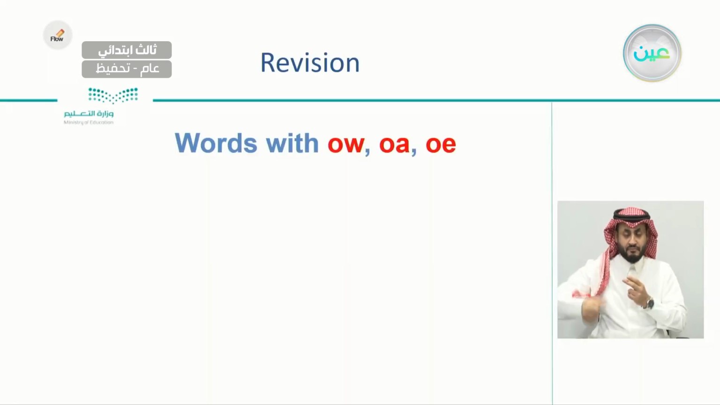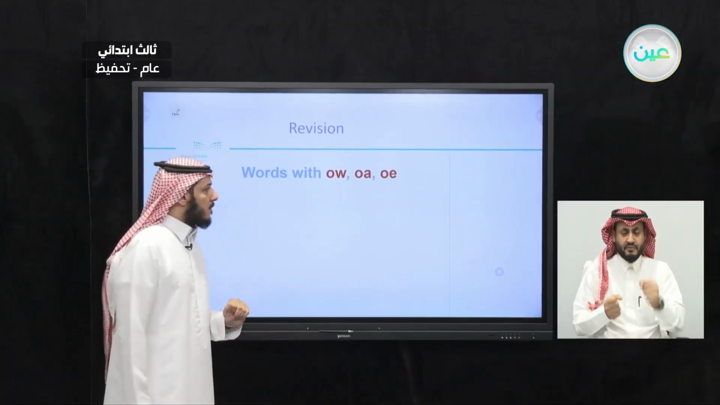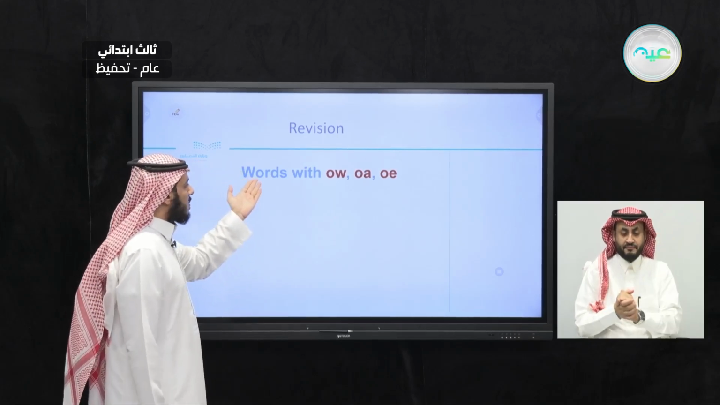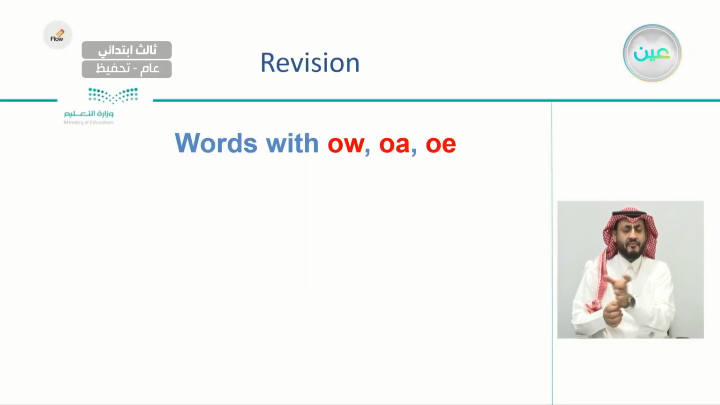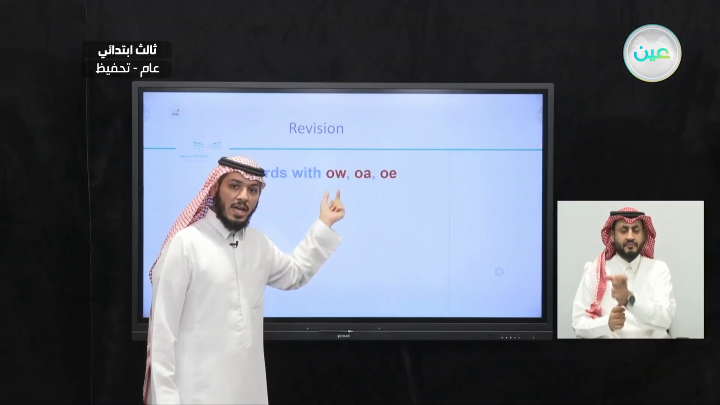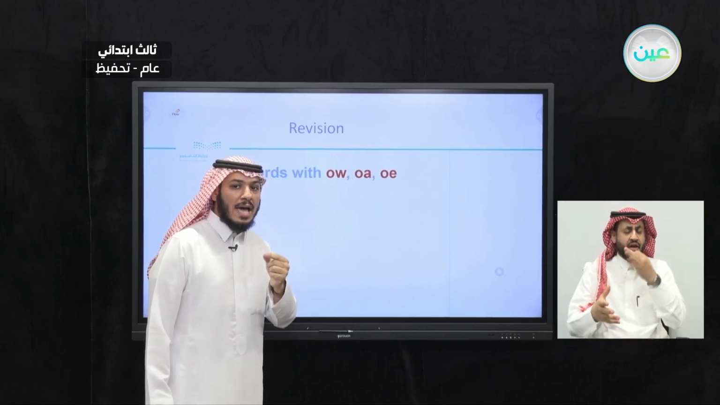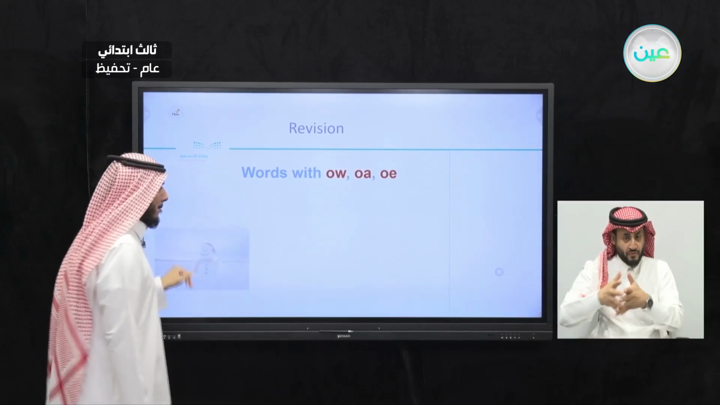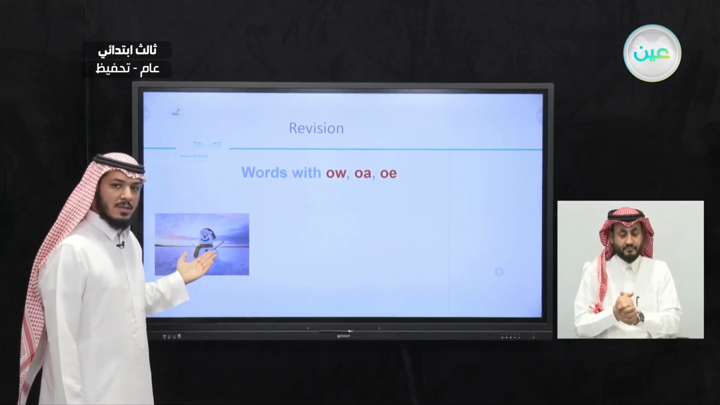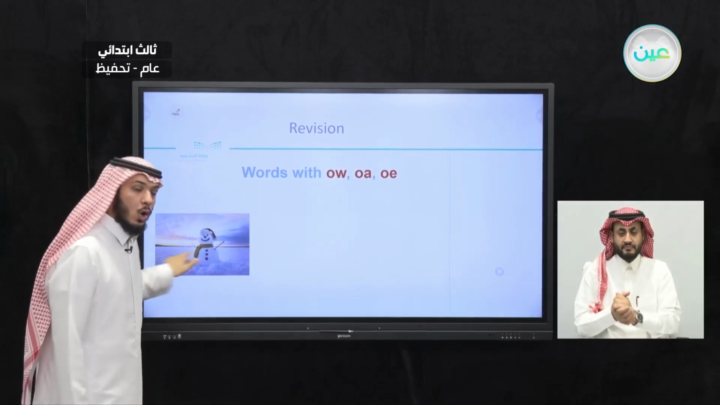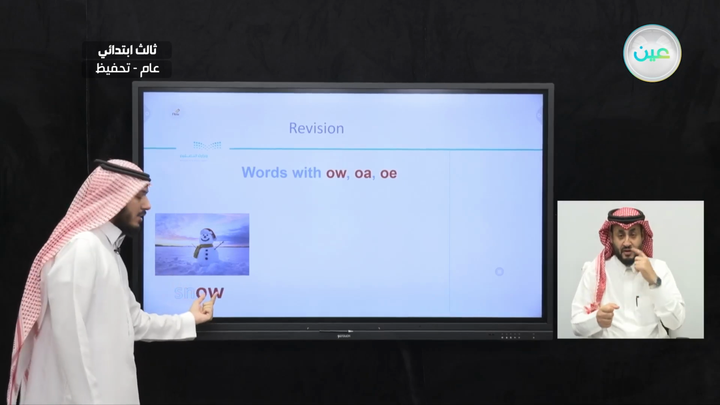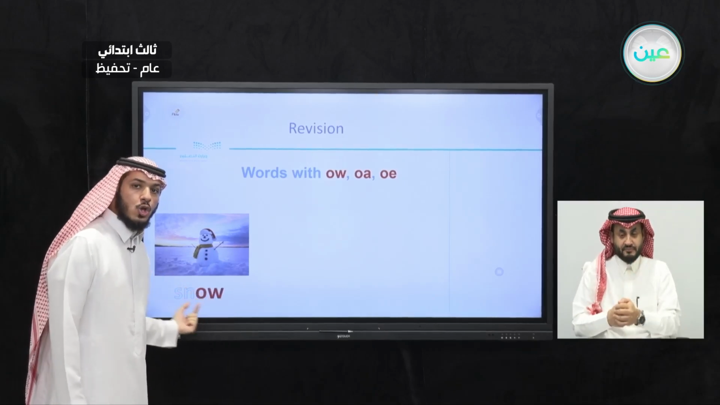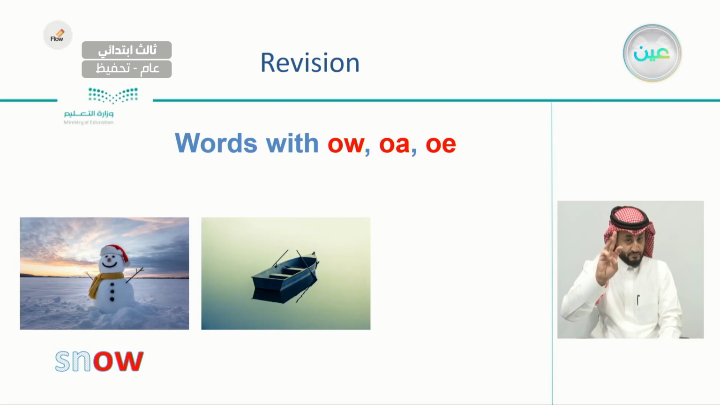Okay, in the last lesson, we had words with OW, OA, and OE, and we said that if those letters come together, we will pronounce it as O, O. Okay, so long O. Okay, so what is this? This is a snow. Perfect, snow. Look at O and W. This is O, snow.